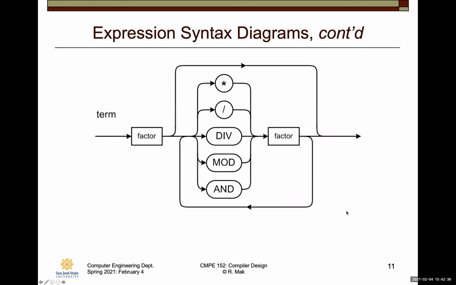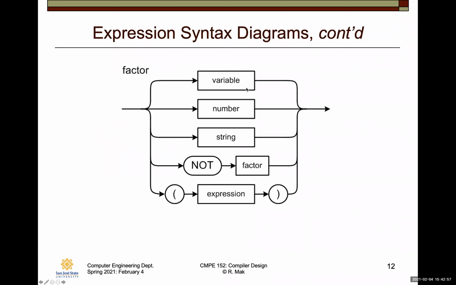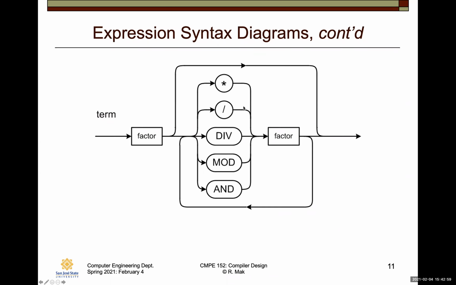And a term can be preceded by a plus or minus sign, for positive or negative. So what's a term? A term is a single factor. So follow this, and up you go. Or it's a factor or a string of factors, round and around here, separated by the multiplicative operators: multiply, divide, div, mod, and and.